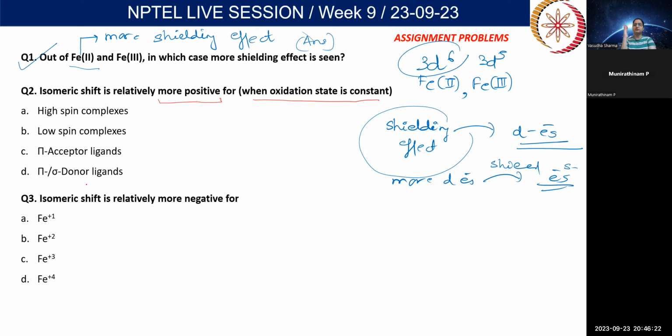It is the reverse of what we just said. We said isomeric shift is dependent upon the spin states and different types of ligands. We were talking about more negative. Now you have to reverse the situation. I'm asking for more positive. So tell me, isomeric shift is more negative for which, high spin or low spin?